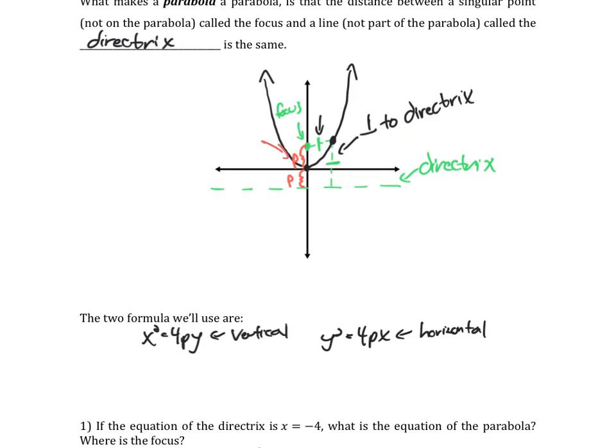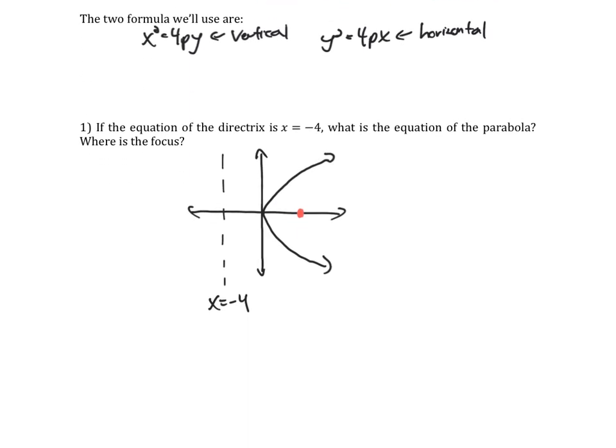P was the distance between the focus and the origin, and it was also the distance between the origin and the directrix. So if we scroll down here, what is the distance? What is this P distance right there? That should be 4, right? So then what should this distance be right here? That should also be 4, meaning this point, or the focus, must be (4, 0).